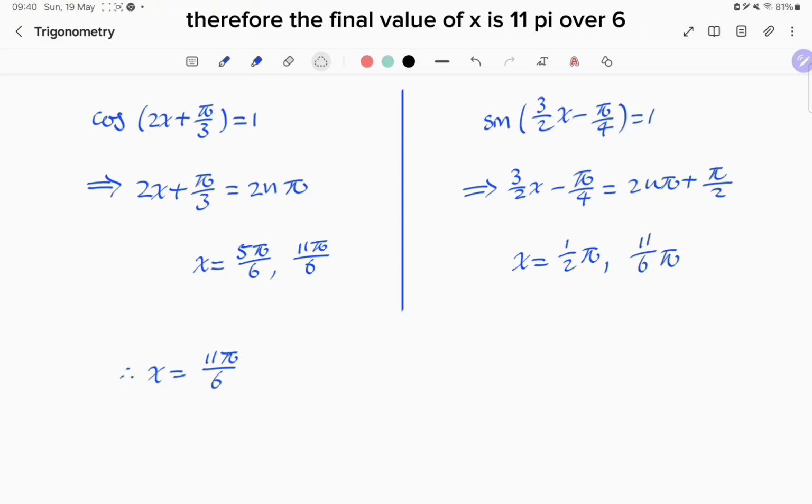Therefore, the final value of x is 11 pi over 6, as that is the only answer when both cosine and sine are equal to 1.